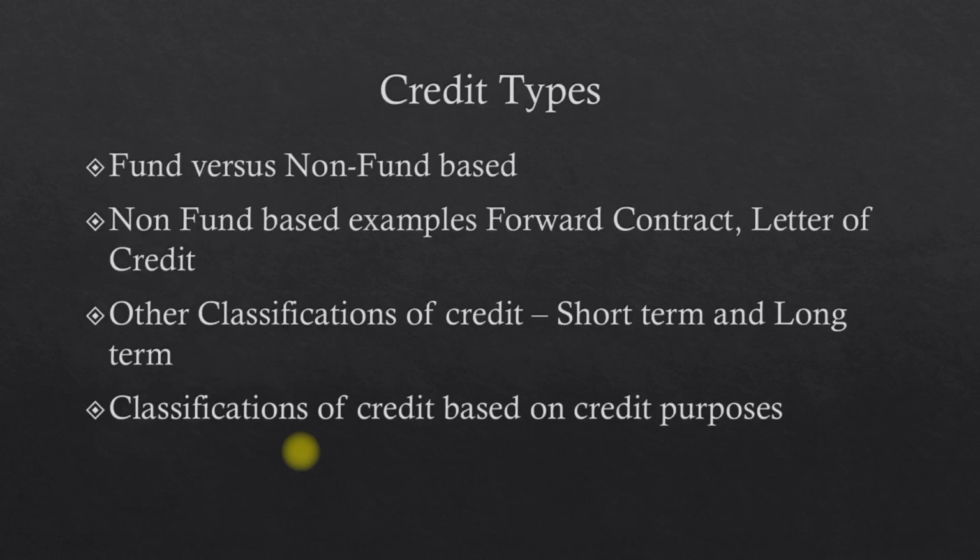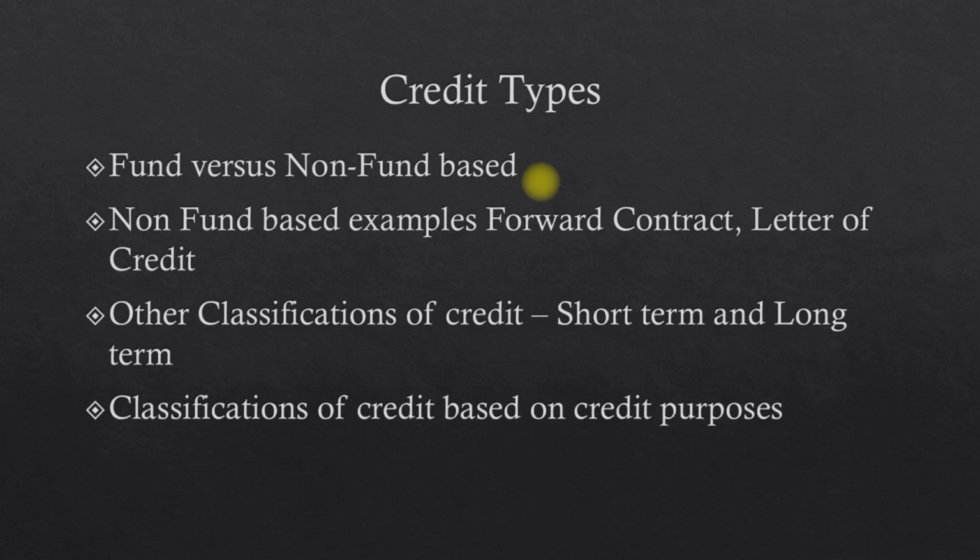Next is credit types. So here we actually see there are different types of credits which are fund versus non-fund based credit types. In non-fund based credit types, the examples may be forward contract or letter of credit. There exists other classification of credits, short-term and long-term. There also exists classifications of credit based on credit purposes. So credit types basically are bank credits which can be fund versus non-fund based credit.